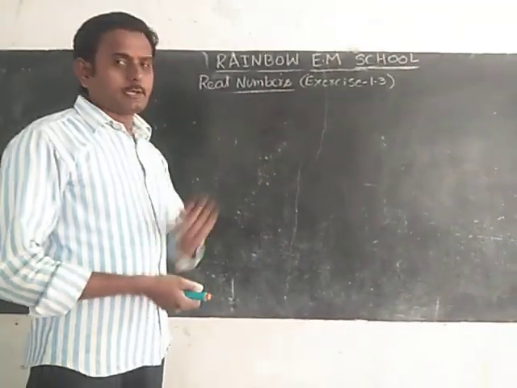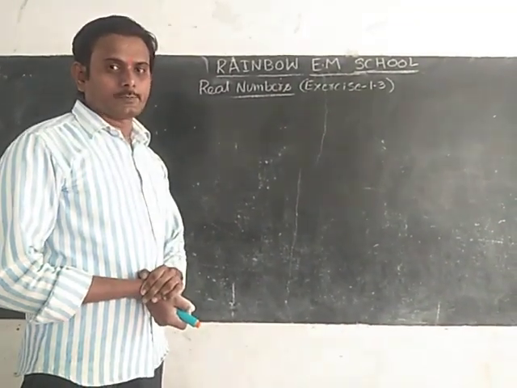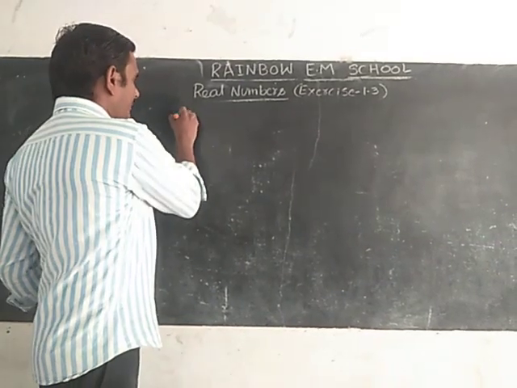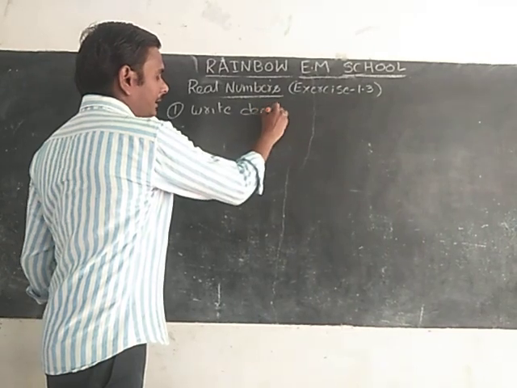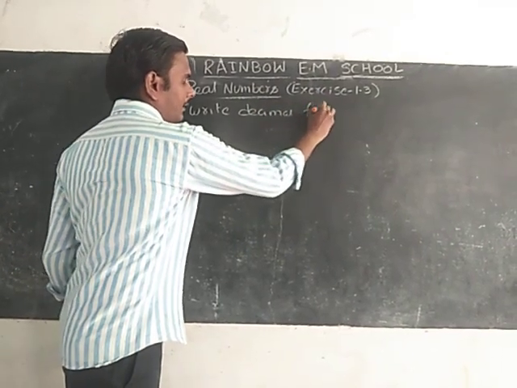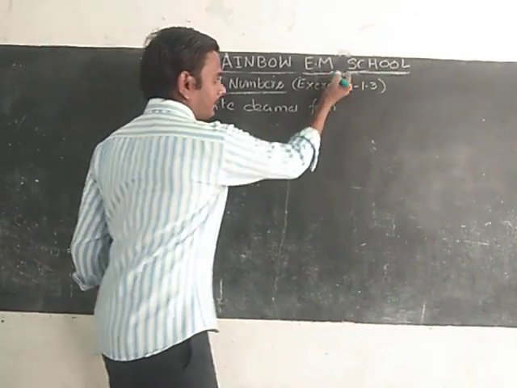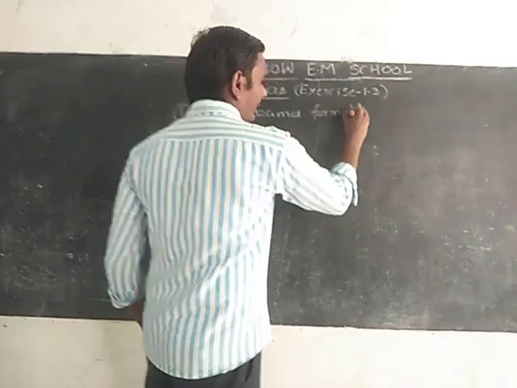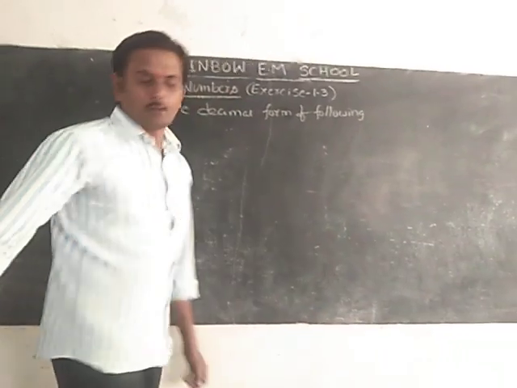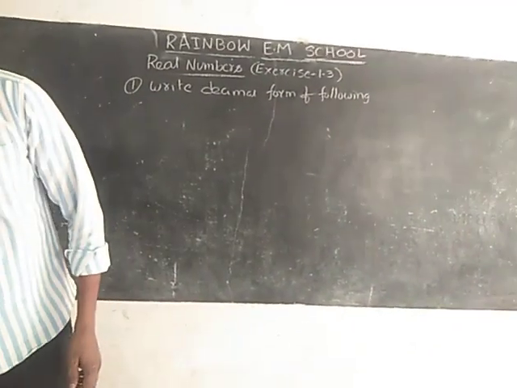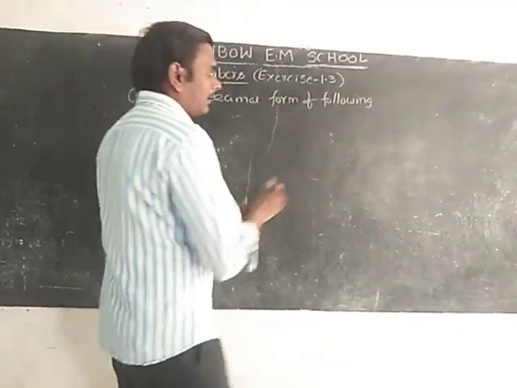Now we will discuss the exercise 1.3 related sums. What are the sums given? First question: write the decimal form of the following and state terminating or non-terminating.